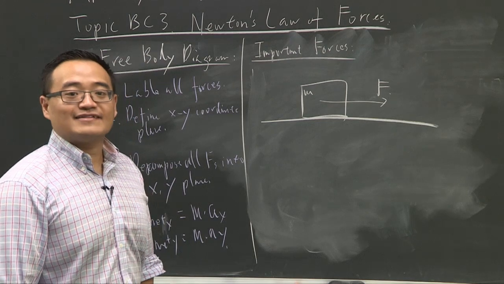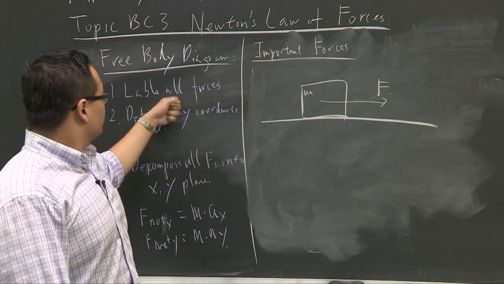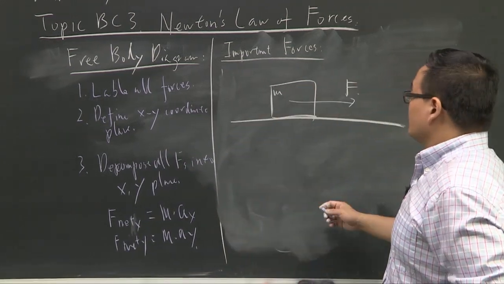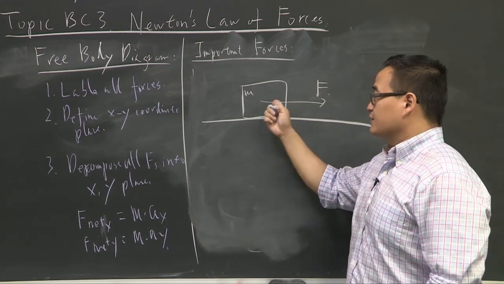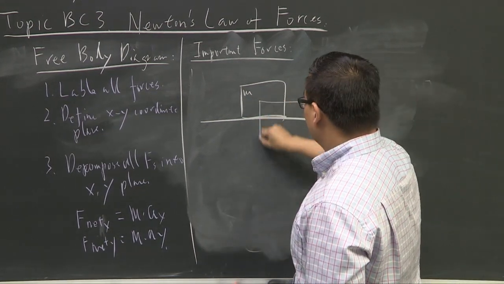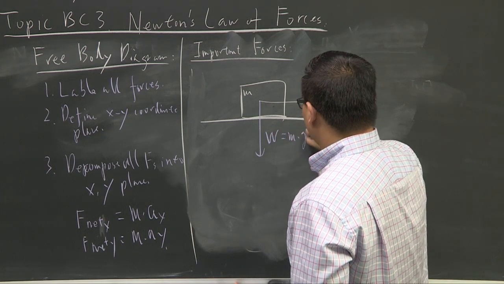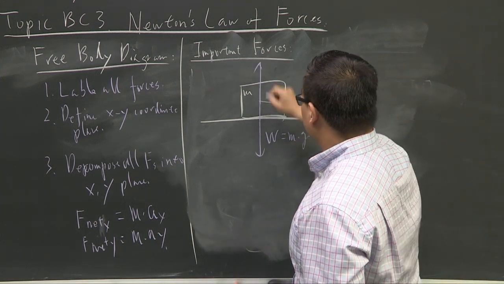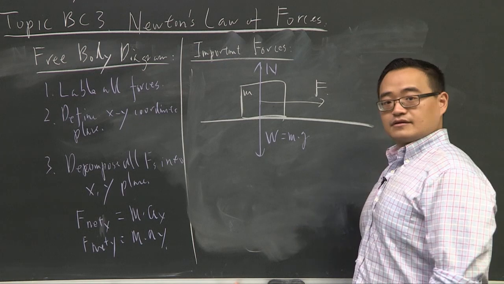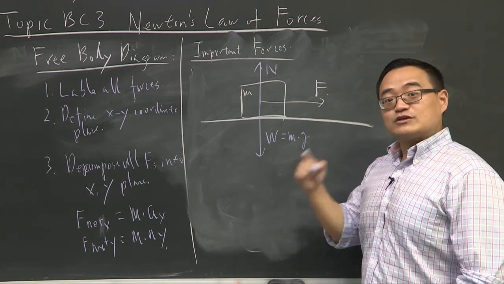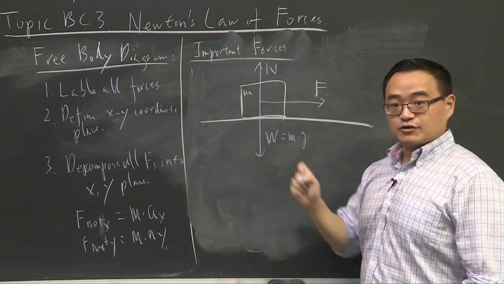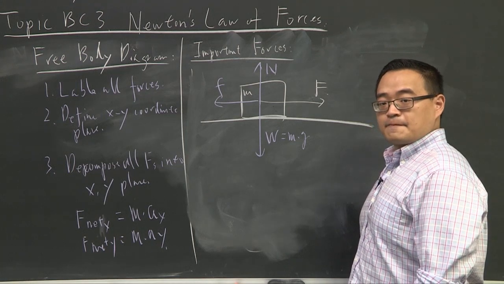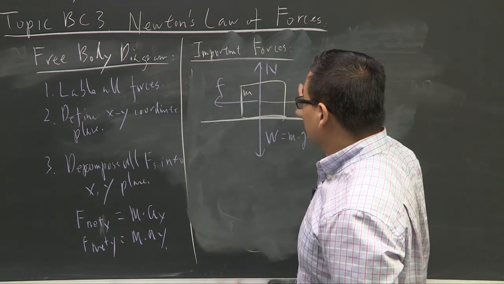How do I solve this problem? How do I get the acceleration? Use the free body diagram. First, label all the forces. What are the forces acting on this box? There's always weight, which is m times g. There's your normal force, which is perpendicular, which is N. And then there's your friction force, which always acts against the pushing force. So I label all the forces, done.